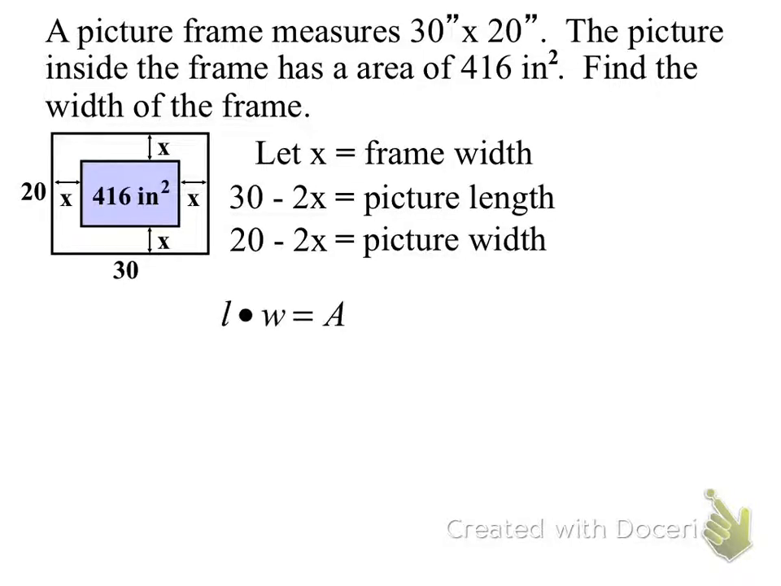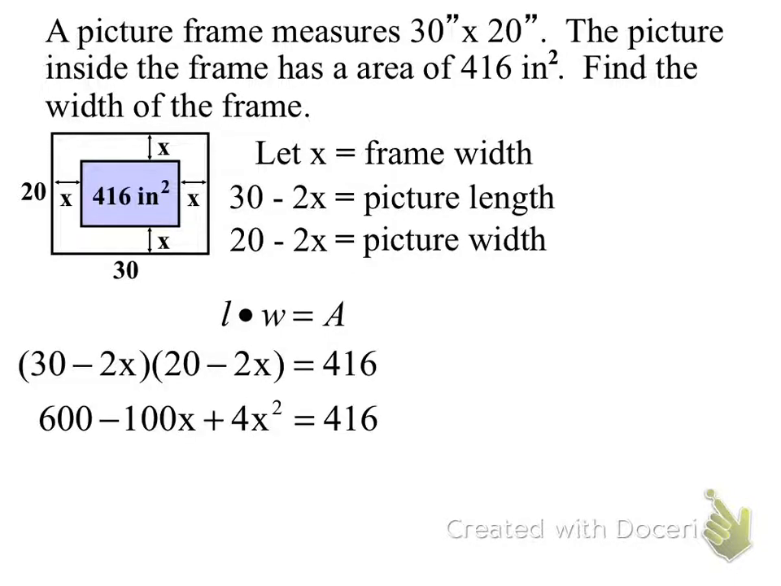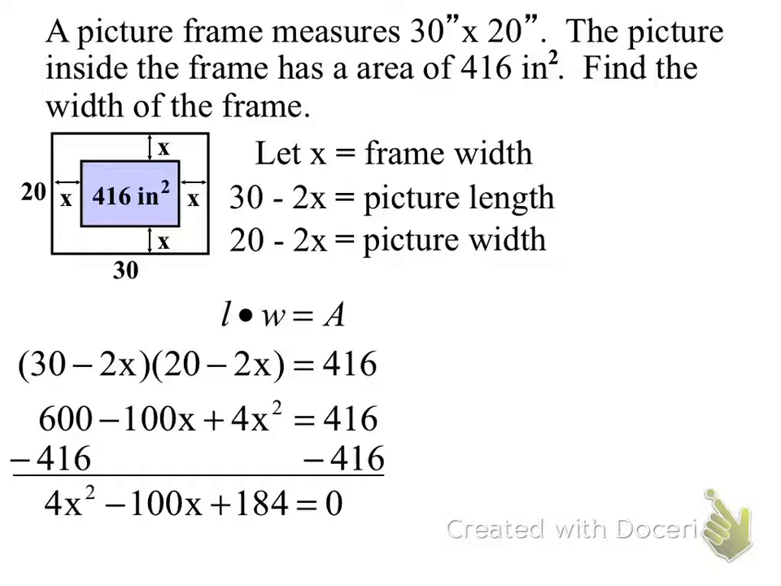We're just going to substitute in. The length is 30 minus 2x times the quantity of 20 minus 2x equals 416. Double distribute, and you should get this. Subtract 416 from both sides. And now I'm just going to move it around in standard form. Divide 4 on both sides. And I get x squared minus 25x plus 46 equals 0.